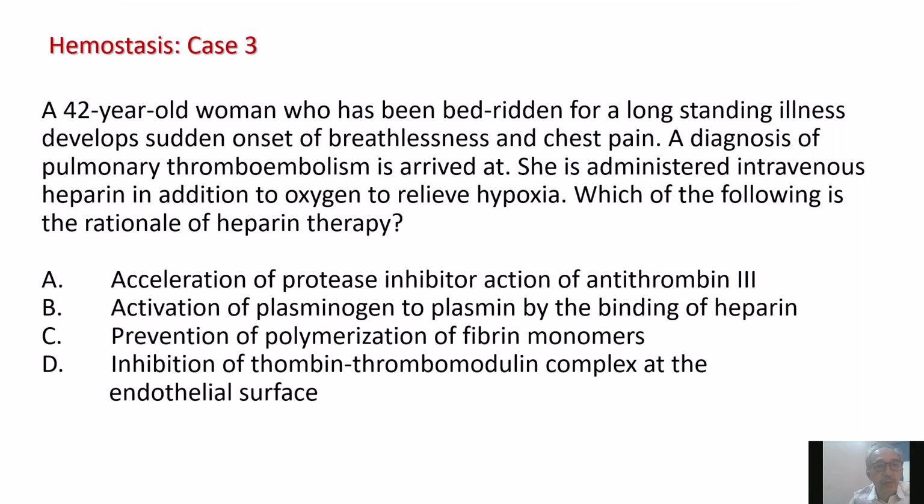Case 3. A 42-year-old woman who has been bedridden for a long time for her illness develops sudden onset of breathlessness and chest pain. A diagnosis of pulmonary embolism is arrived at. She is administered intravenous heparin in addition to oxygen to relieve hypoxia. Which of the following is the rationale of heparin therapy? She has an embolism, that is thromboembolism, thrombosis, pulmonary thrombosis. Now you have to avoid that thrombosis.